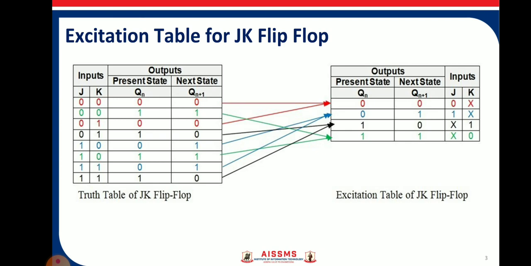Same way for 1 1, which is shown by the green color. At that moment J is 0 and K is 0. For the second time J is 1, K is 0. So J is changing from 0 to 1, so we can ignore the J value, but K must be 0. In that way we find out the excitation table of JK flip-flop.